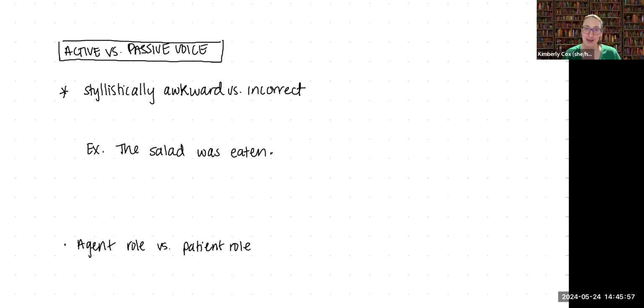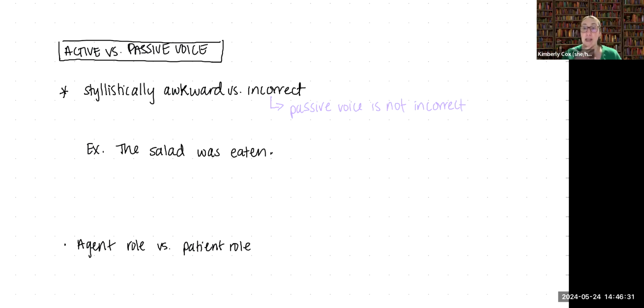And the place that we're going to start is by talking about the difference between something being stylistically awkward versus incorrect. And this is important because passive voice is not incorrect. Okay. And what that means is that sometimes it may not be appropriate. It might be stylistically awkward, but it is not, in fact, an incorrect grammatical construction.